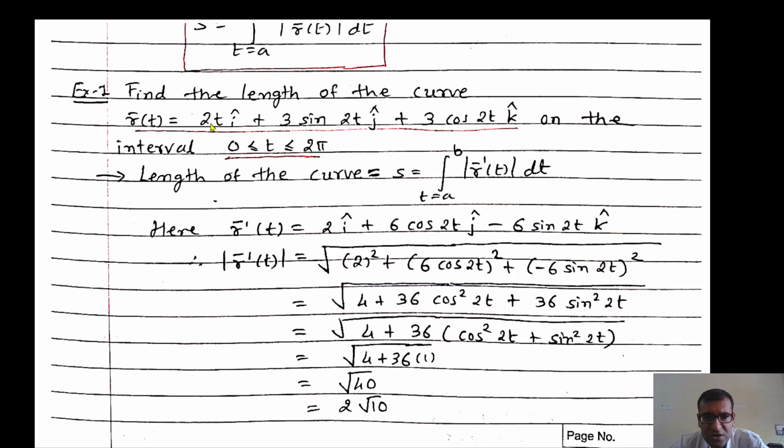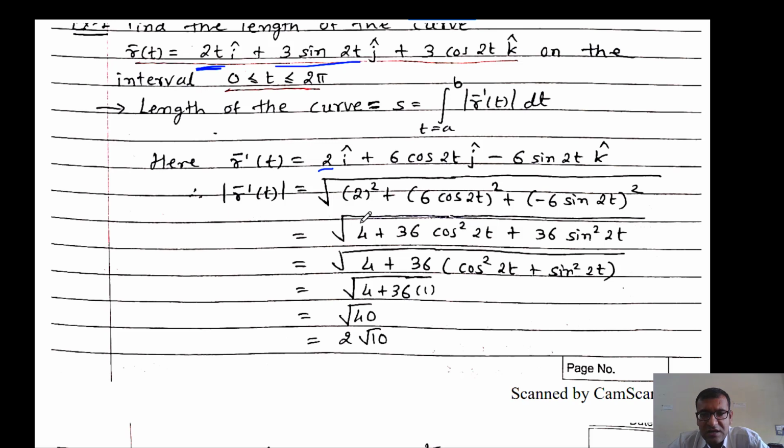Differentiation of that one. Differentiation of 2t is 2. Differentiation of 3 sine 2t is 3 cos 2t into 2, so it is 6 cos 2t, right? And differentiation of cos 2t is minus sine 2t into 2, so it is minus 6 sine 2t. So it is 2i plus 6 cos 2t j minus 6 sine 2t k, and therefore mod r bar dash of t is square root of 2 whole square plus 6 cos 2t whole square plus minus 6 sine 2t whole square.